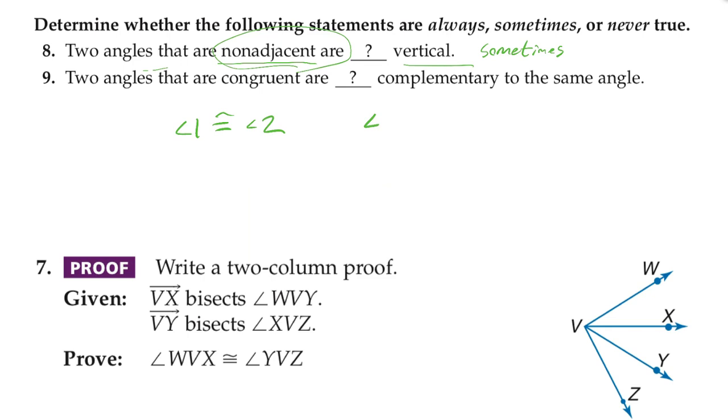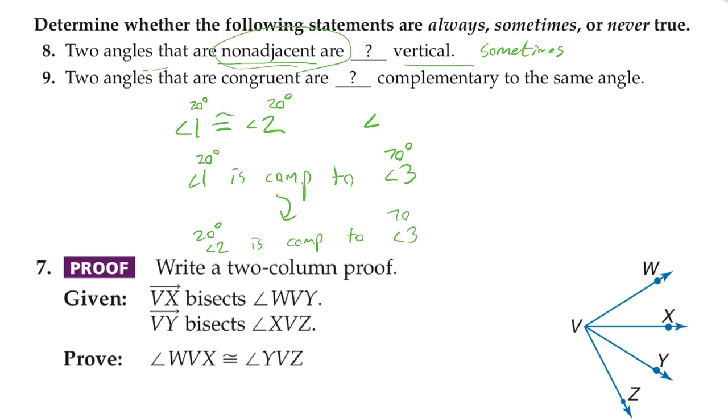But if they're saying angle 1 is complementary to angle 3, well then yeah, that would for sure mean, right? Well, if it's complementary, whatever value, say this was 20 degrees, then that means this had to be 70. And if angle 2 is congruent to angle 1, that means 20 degrees here means this is 20. So then, yeah, 20 degrees for angle 2 would be complementary to angle 3's 70 degrees because they have the same measure. So two angles are complementary to the same angle.